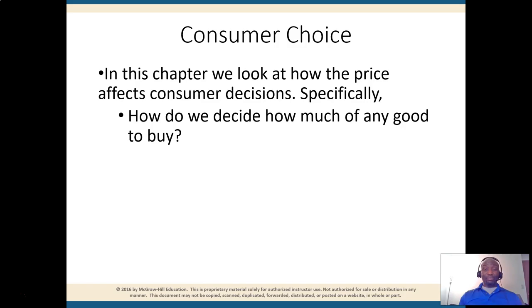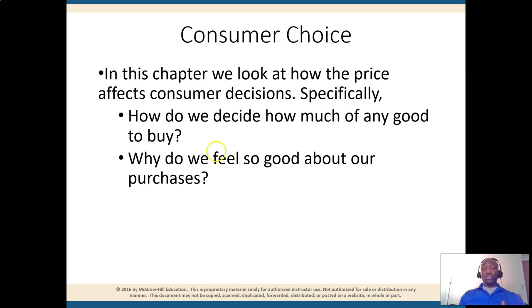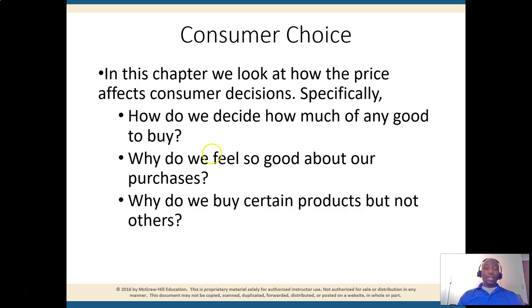How do we decide how much of a good to buy, and why do we feel so good about our purchases? If you buy a nice house, you say, oh yeah, you enjoy the house. You have to enjoy what you buy, otherwise what is the point of buying. So when you buy something and you enjoy it, then you feel good. Now if we want to attach a number to your enjoyment, then we'll call it utility, and we'll see that. And why do we buy certain products but not others? Because of the price.